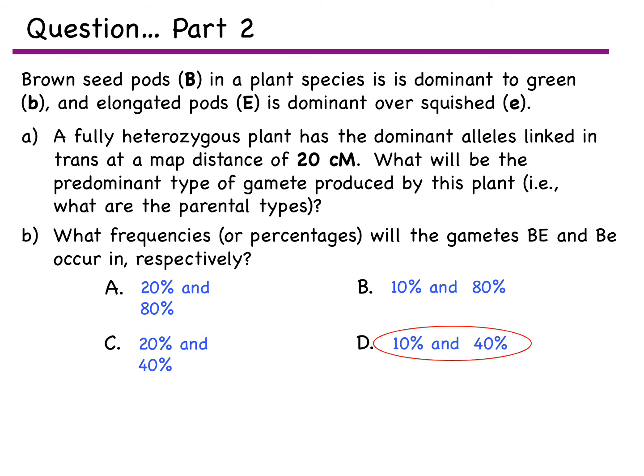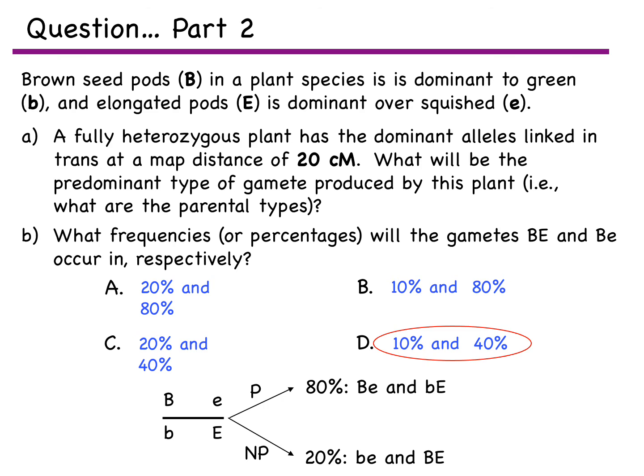Okay, so in this case, the correct answer is D, 10% and 40%. And the reason it's D, I'll diagram this below. Basically, you're going to get primarily parental types out of this cross, and the parental types are going to be big B, little e, and little b, big E. And you're also going to get a lower frequency, 20% of the time, of the non-parental types, which are recombinant types. So that's little b, little e, and big B, big E. But the question is asking about one of the parental types and one of the recombinant types.